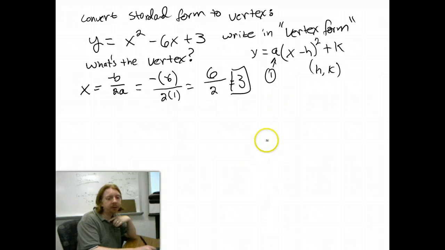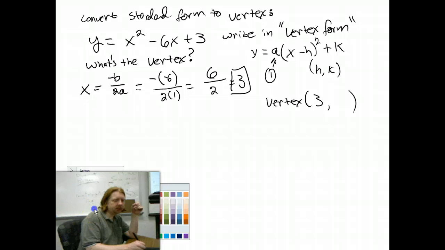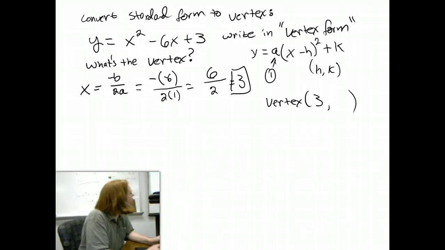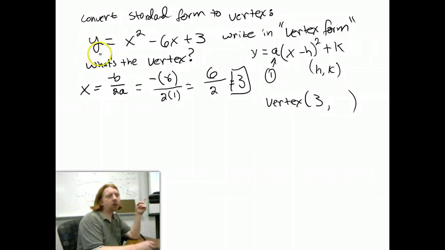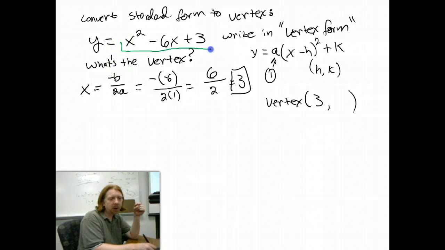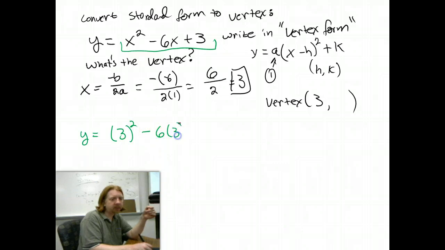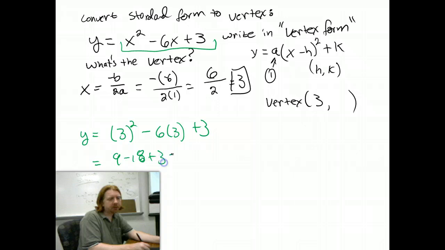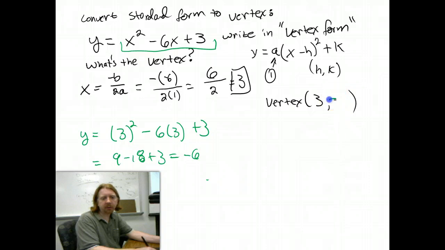So that tells me that as far as the vertex goes, I've got the 3 part. Still need to get the y. But I know what y is because I have a formula that tells me what y is for any given x. I know y is going to be x squared minus 6 times x plus 3. So 9 minus 18 plus 3. That's going to put me at negative 9 plus 3 is a negative 6. So the vertex is positive 3, negative 6.